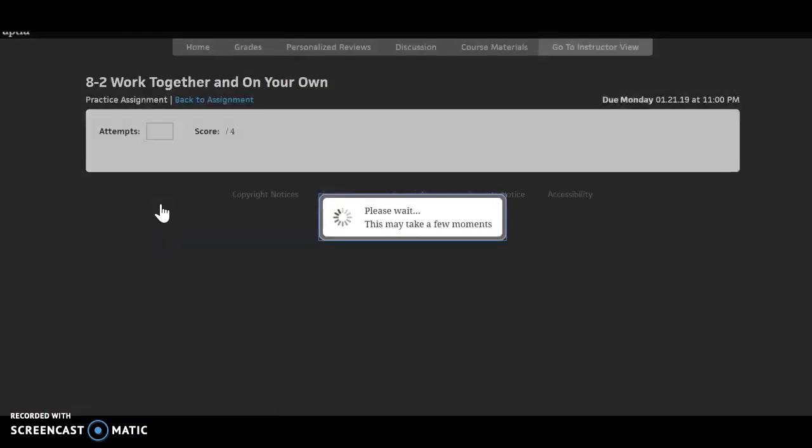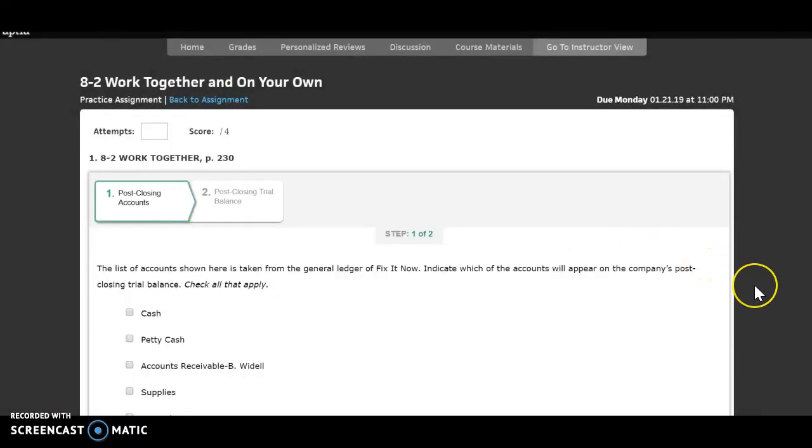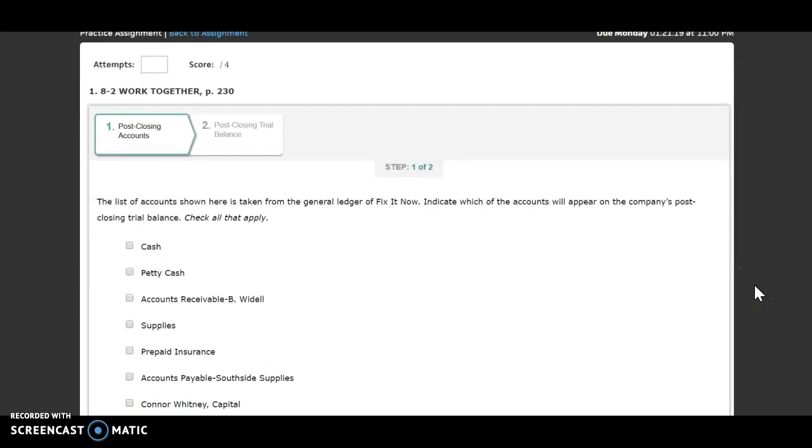8-2 work together. We have 2 steps. First, we need to list, the list of accounts shown here is taken from the general ledger of Fix-It Now. Indicate which of the accounts will appear on the company's post-closing trial balance and check all that apply.